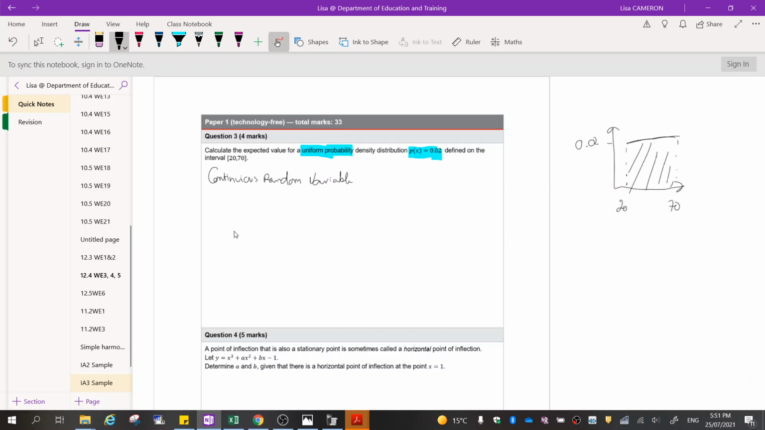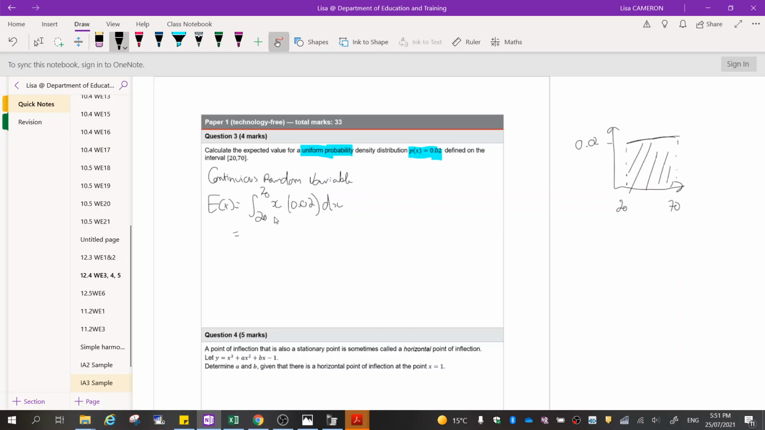Okay, so that means that the formula for the expected value is equal to, and this is in your formula sheet, you just need to use your little eyeballs to look at it, the integral from 20 up to 70 of x multiplied by our function p of x, and so I'm just going to input our function now, 0.02 with respect to x.